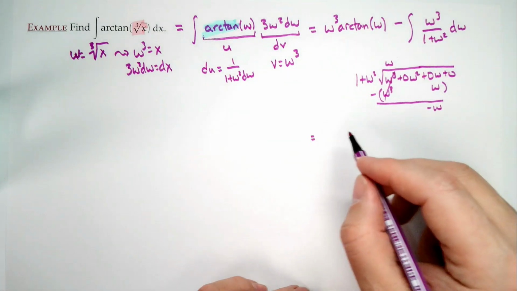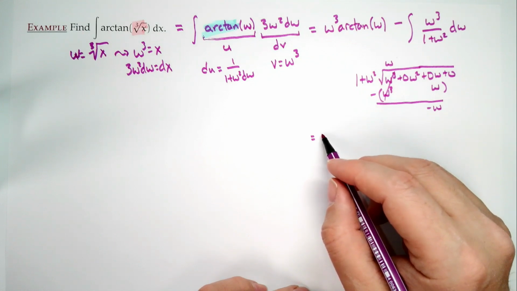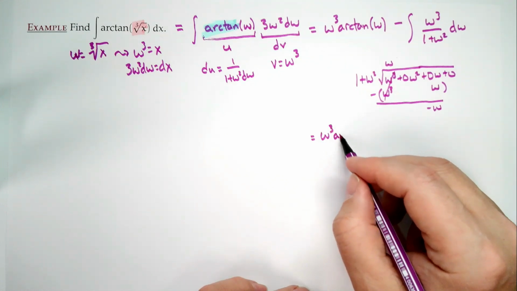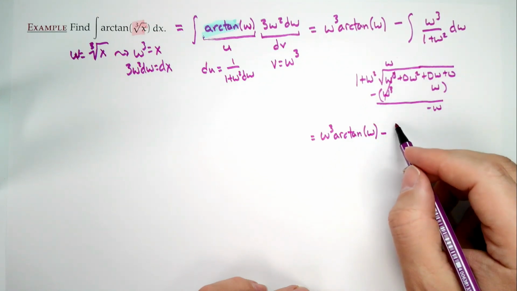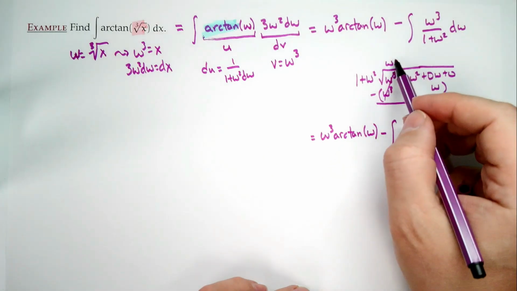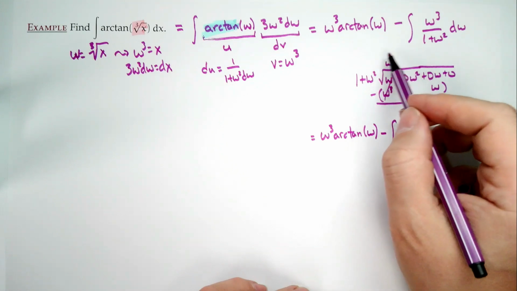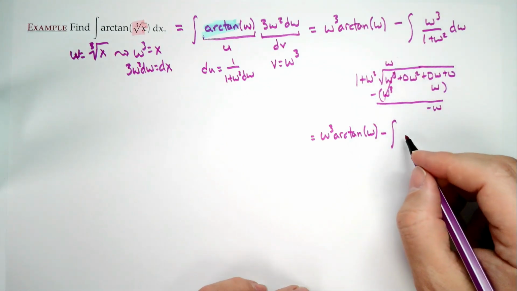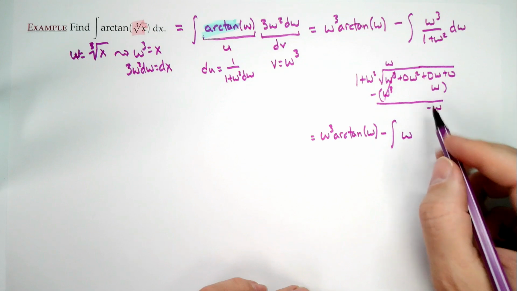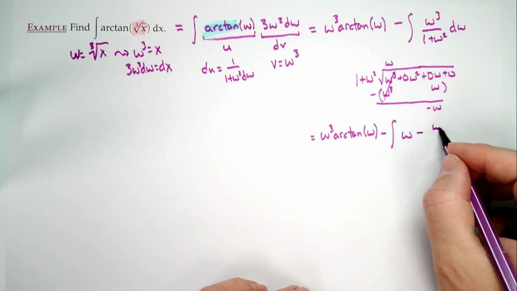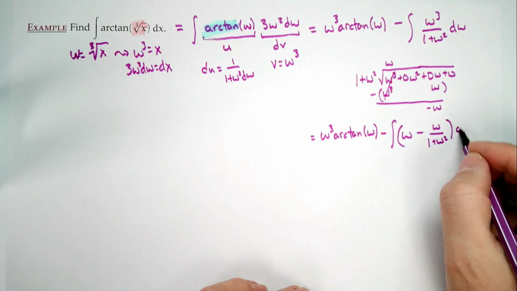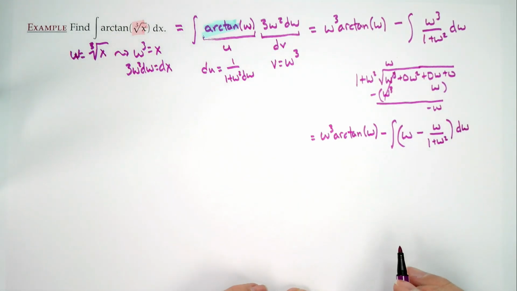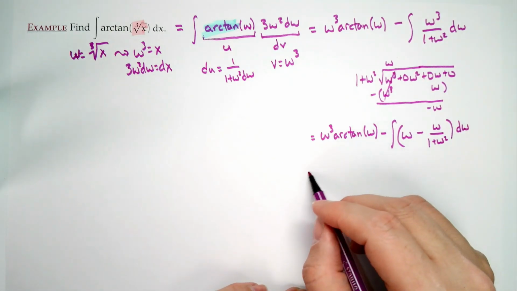So that says that we get the following. We get w cubed arctangent of w minus the integral of what we divided by, our resultant, so that's w, plus our remainder, in this case a minus, our remainder, over 1 plus w squared. Okay, so we're in pretty good shape.